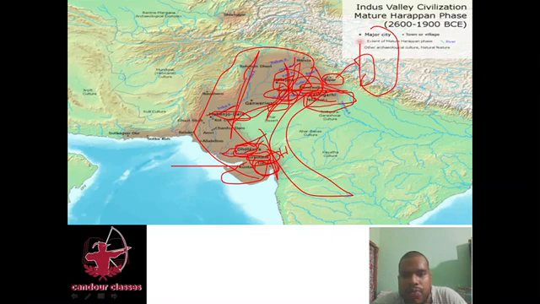Then Rakhigarhi. These are the sites. Rakhigarhi is the largest site. Then Lothal is known as a dockyard because repairment of ships was arranged here. Then other sites, in Ropar you can find the remains of dogs. Then in Surkotada you can find the remains of horse. So all this you have to remember in order to complete the Indus Valley civilization. This is quite important in terms of the UPSC perspective.